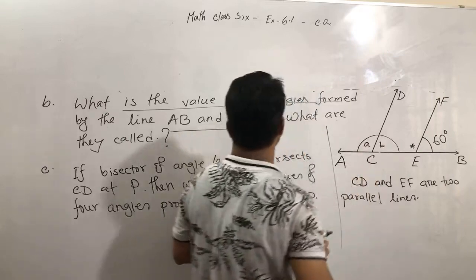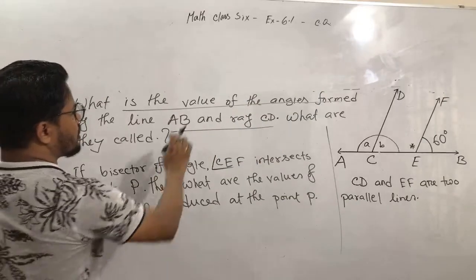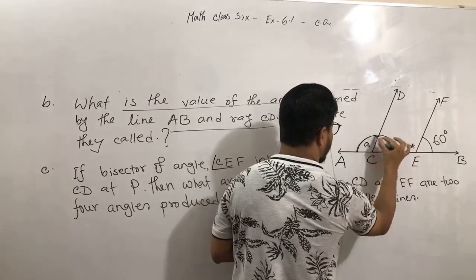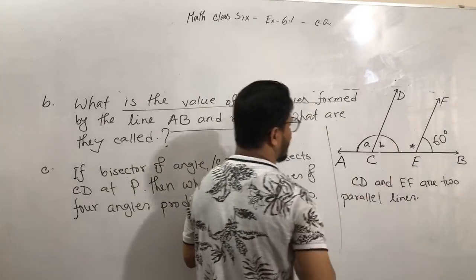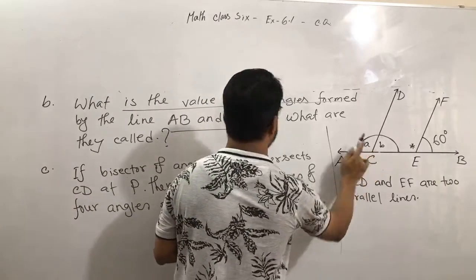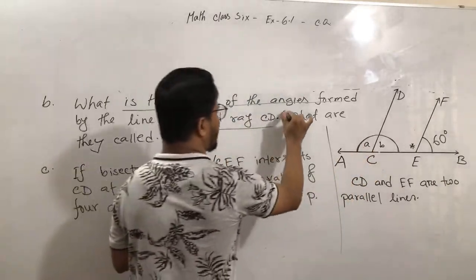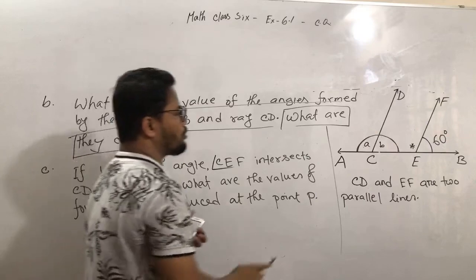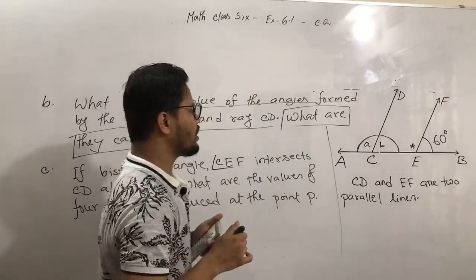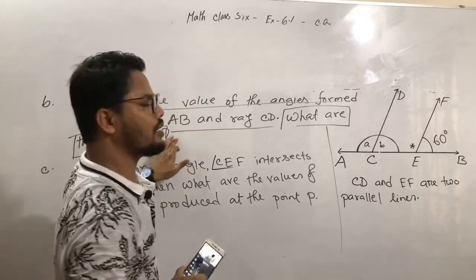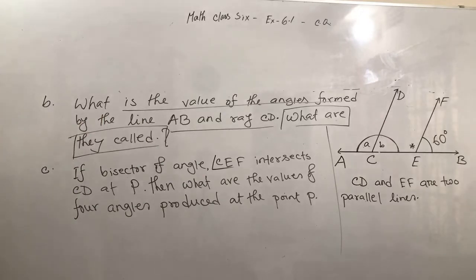So there are two angles, but our requirement is what is the value, and you have to find the value of angle B and angle A by using the concept of parallel lines. So first of all, you have to find angle A and angle B, and then what are they called, and you have to find their name. Your answer will be 60 degree or 120 degree or 80 degree. What is the reason behind this? First we will answer this question, then we will discuss question number C.